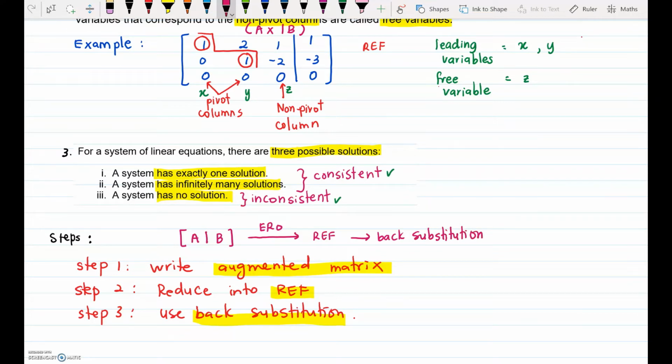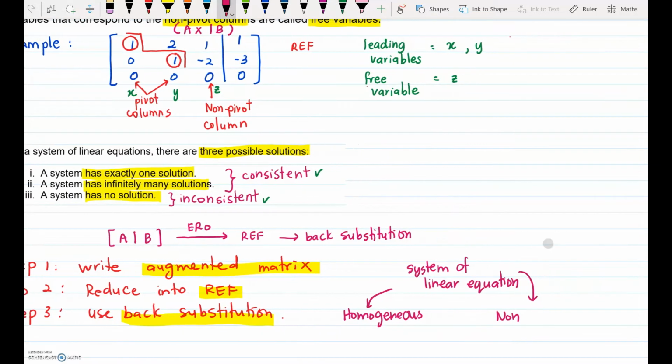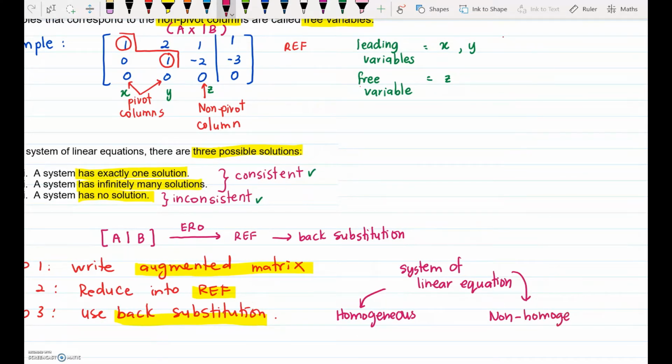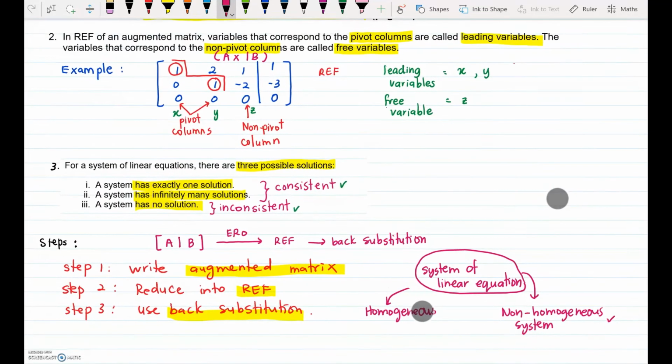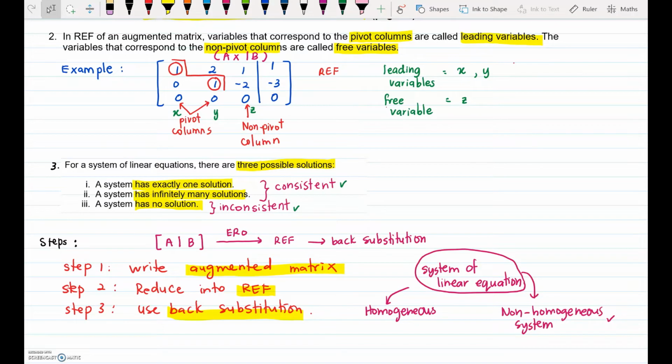We have two types of systems of linear equations. The first one is a homogeneous system, and the second one is a non-homogeneous system. In the next video, we will continue with the non-homogeneous system of linear equations, and we will see what types of solutions you will get for the non-homogeneous system.